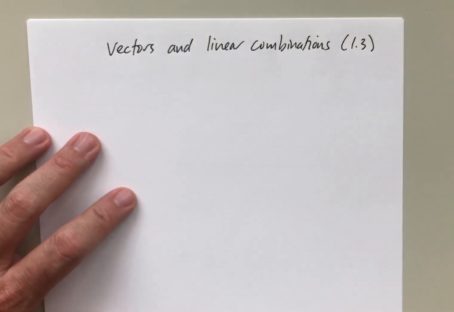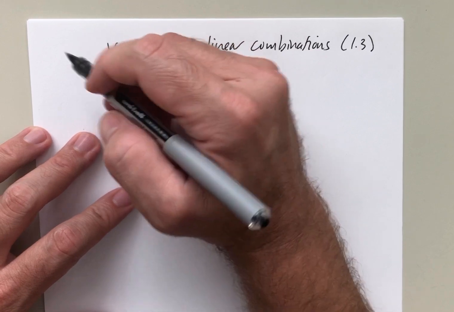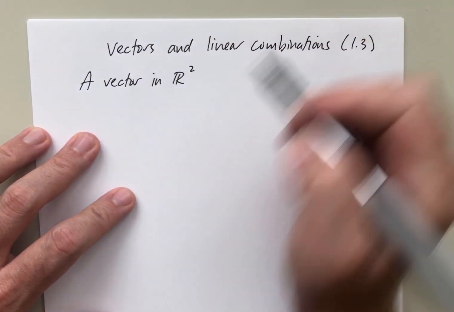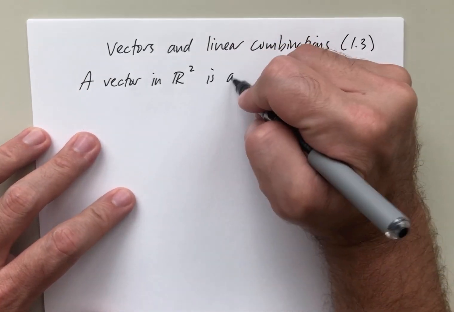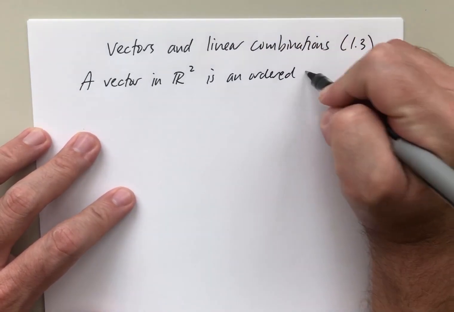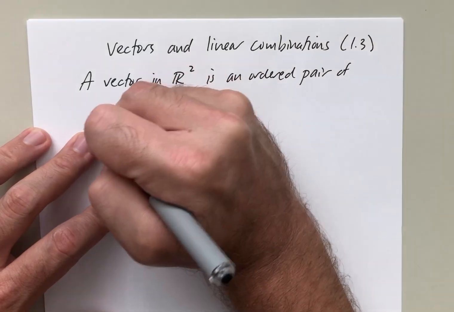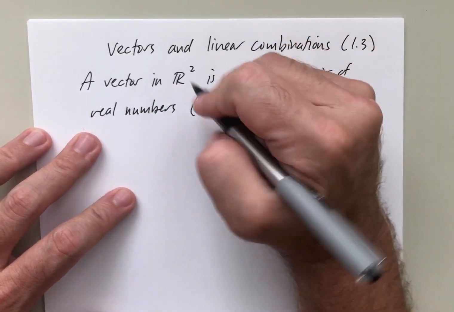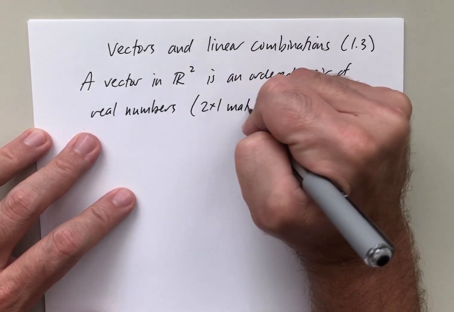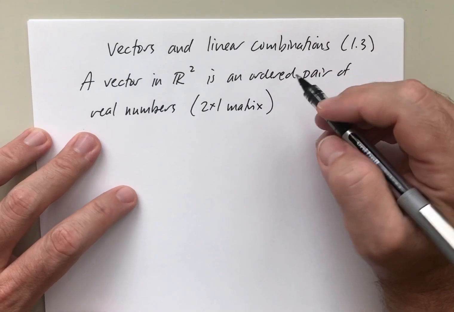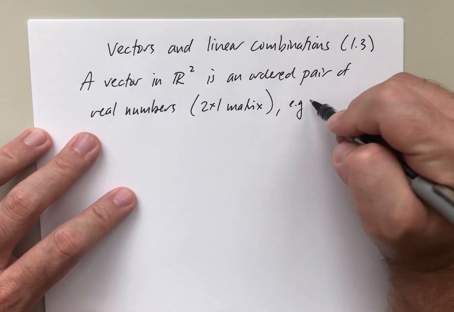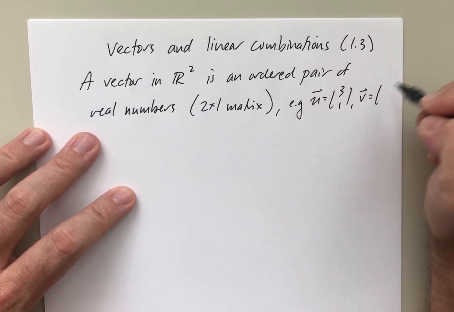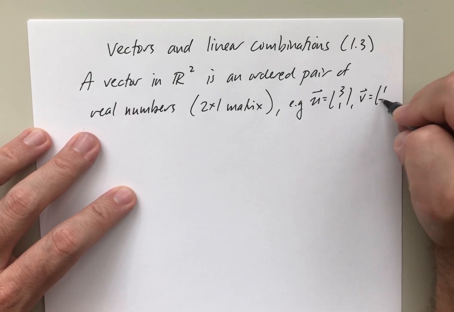So I want to start off with a concept that's familiar to many people, a vector in R2. So what's a vector in R2? This is just an ordered pair of real numbers. A fancy way to say this would be a 2-by-1 matrix. Let me give you an example. For example, u could be 3, 1. v would be, let's say, 1, minus 2.